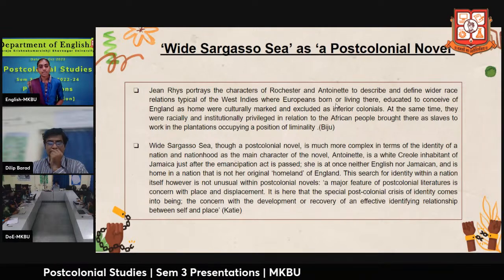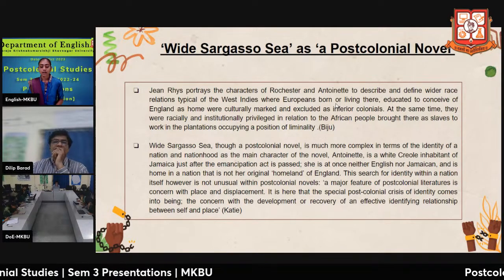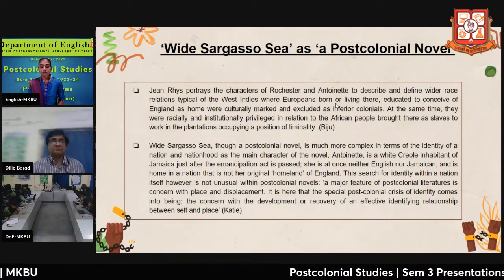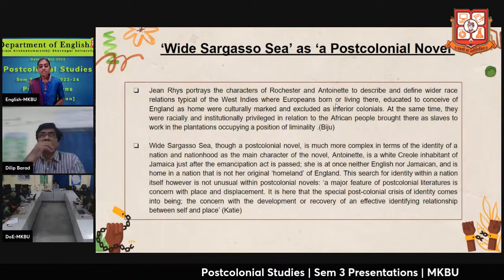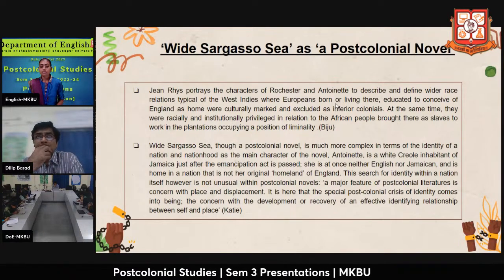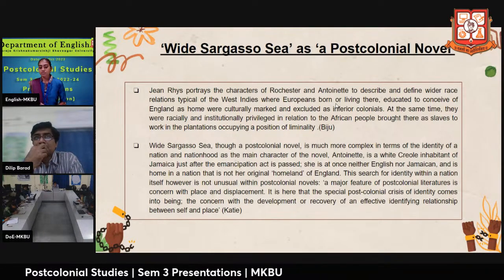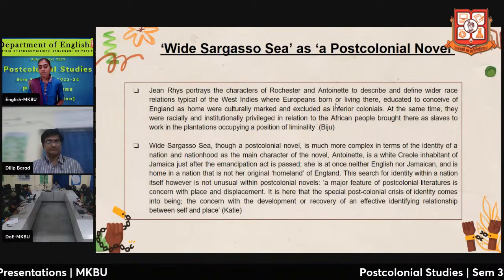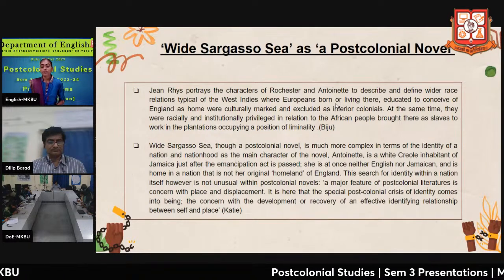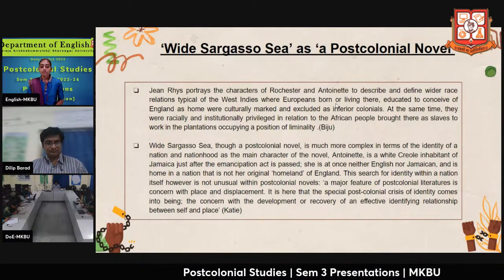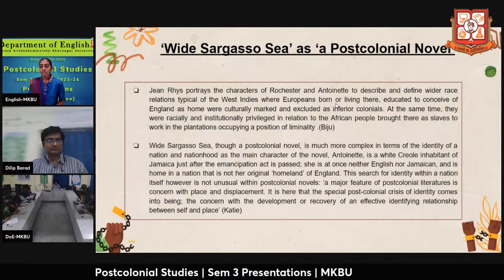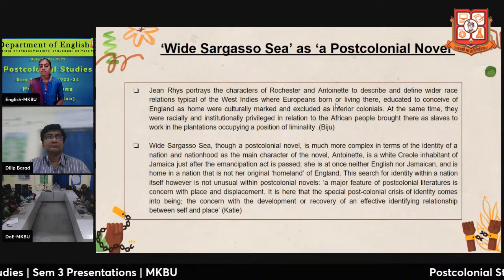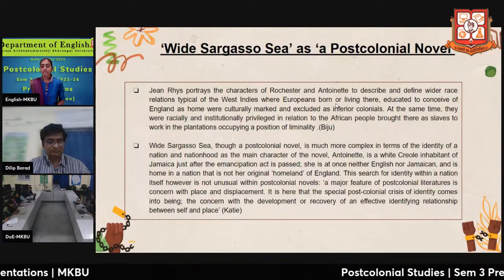This search for identity within one's nation itself, however, is not unusual within post-colonial novels. A major feature of post-colonial literature is concern with place and displacement. It is here that the special post-colonial crisis of identity comes into being, in concern with the development or recovery of an affective identifying relationship between the self and place.